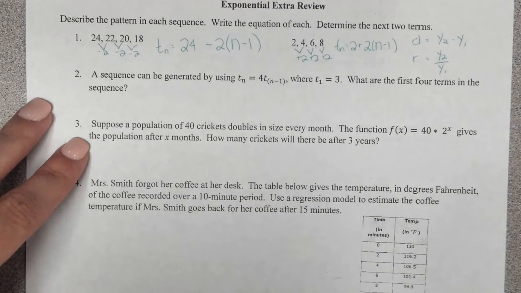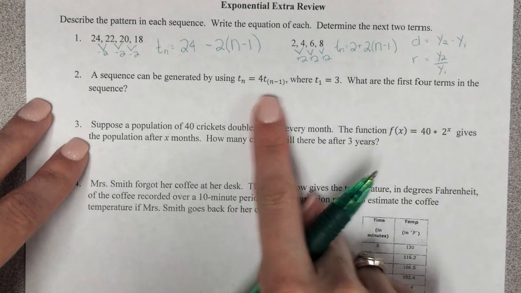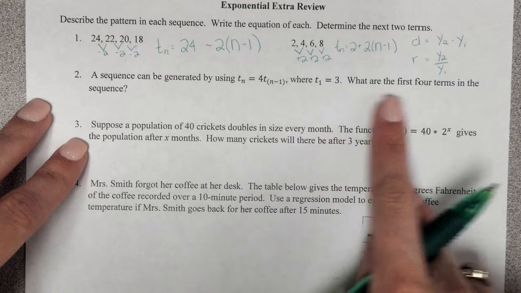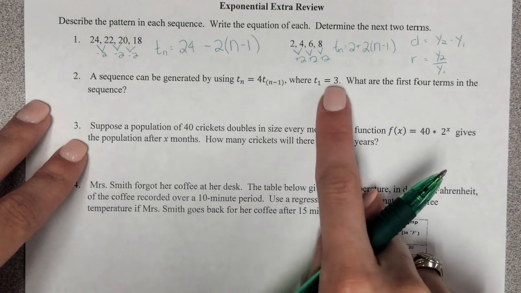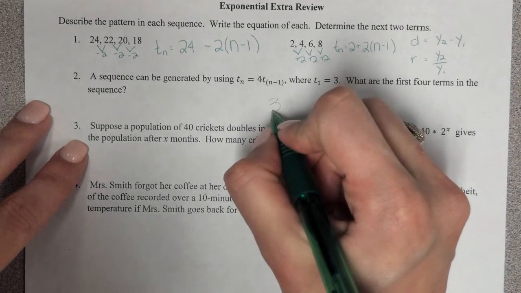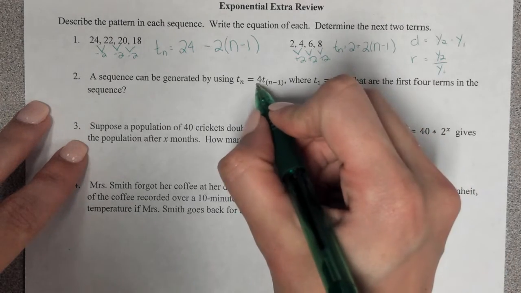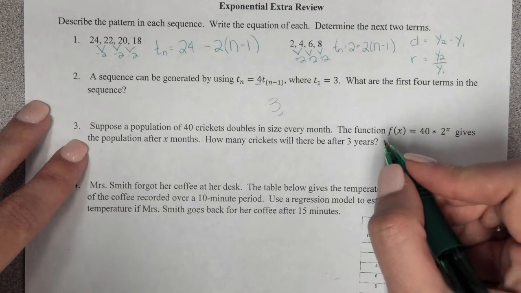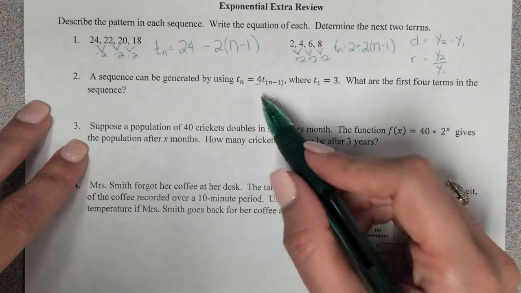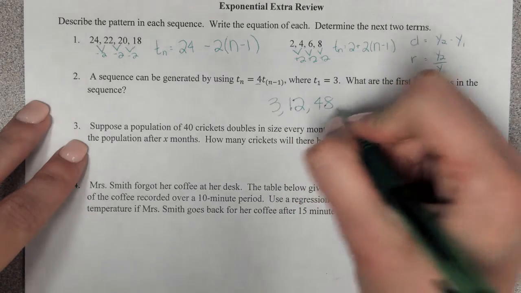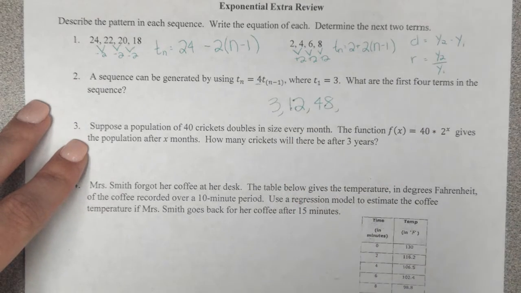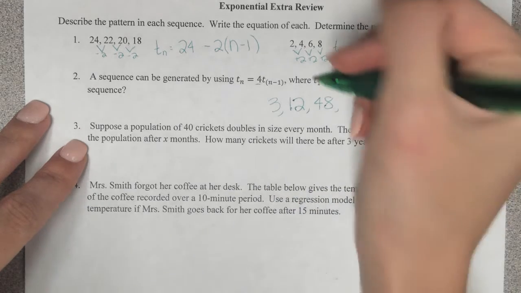A sequence can be generated using this formula, where T1 equals 3. What are the first 4 terms in the sequence? This is a recursion formula. It's telling you where it starts, so it starts at 3. And then all it's telling us is that to get to the next term, you're going to multiply by 4. So 3 times 4 is 12, times 4 is 48, times 4, I'm going to say it's 192, but let me see, 48 times 4, yep, 192.